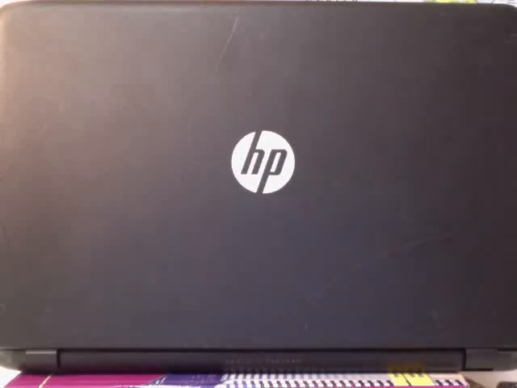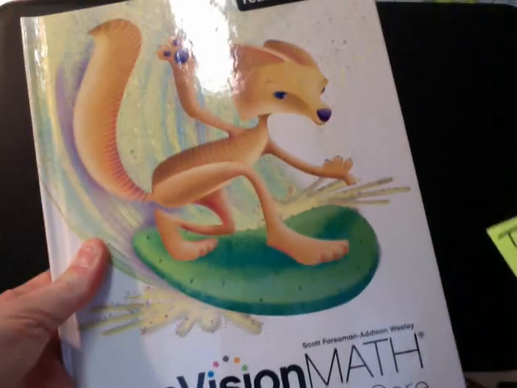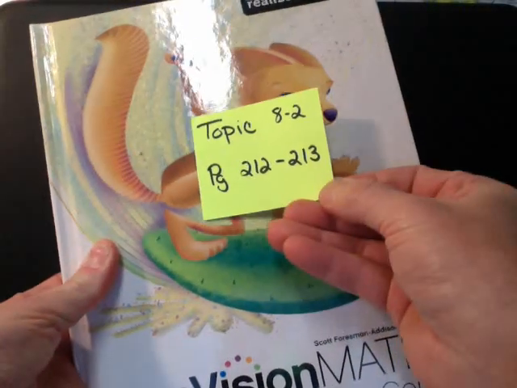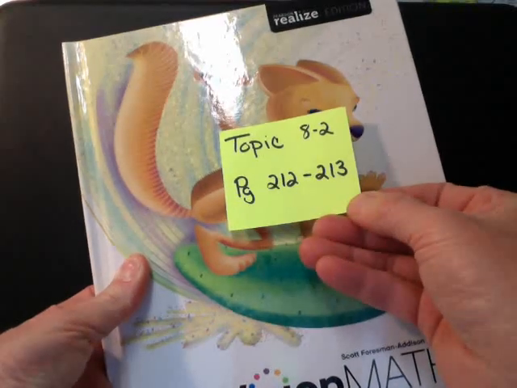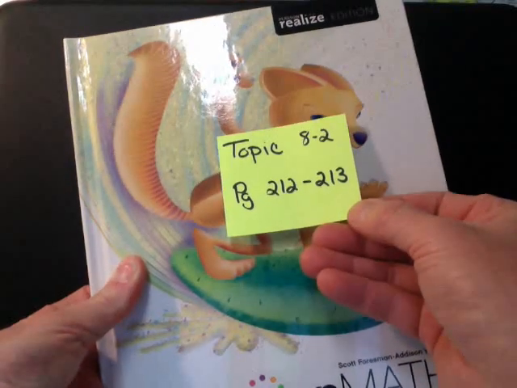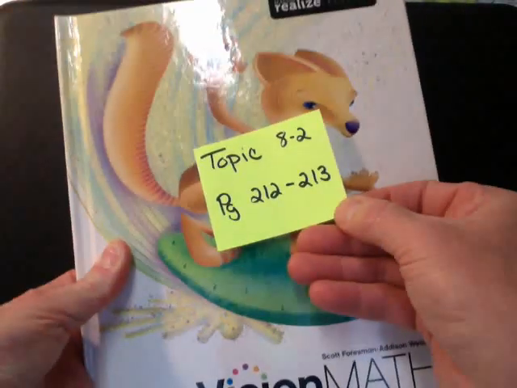Okay, kids, we are going to cover the information in your book from topic 8.2 on pages 212 and 213. You're going to want to get your book out, pause the video, and take your book out so that you can follow along in the book.